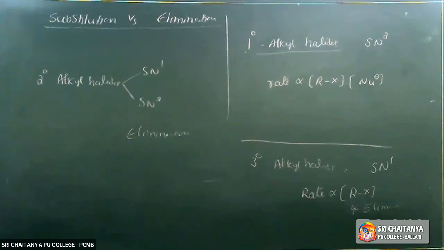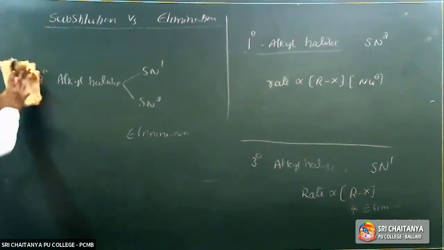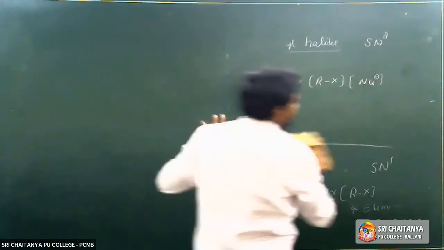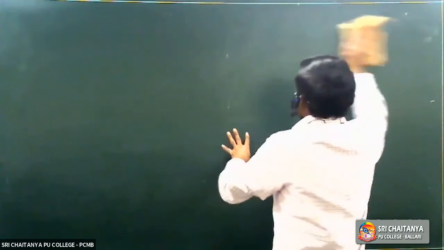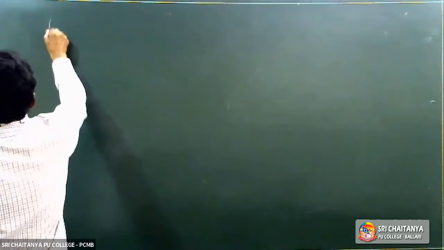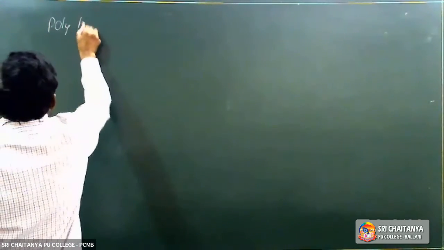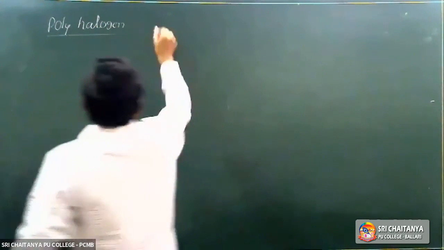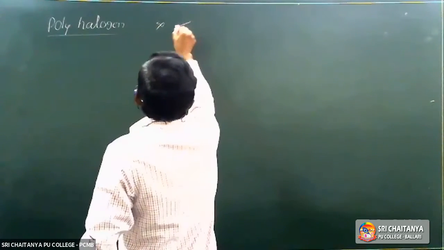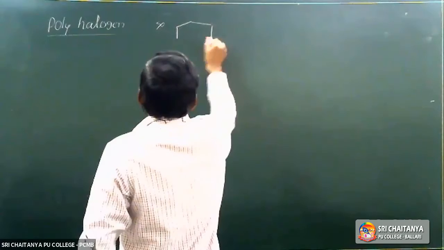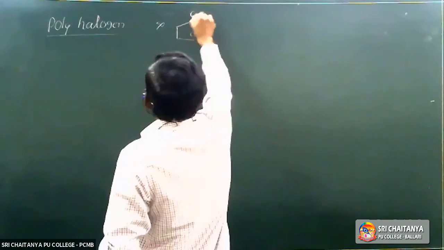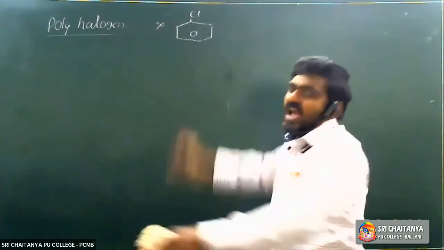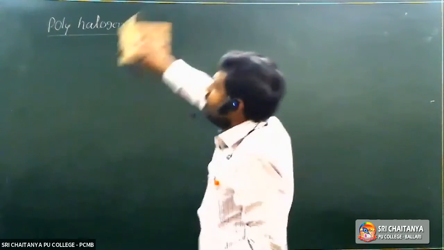The last two topics are polyhalogen derivatives and the last one, aryl halide. Polyhalogen derivatives means polyhalogen compounds. And the last topic, aryl halide, that is chlorobenzene: its preparation, properties and uses.